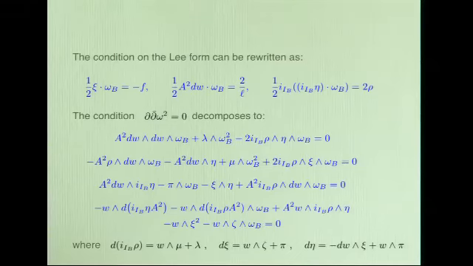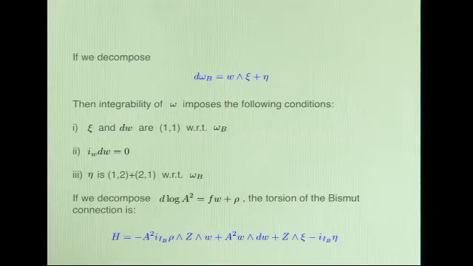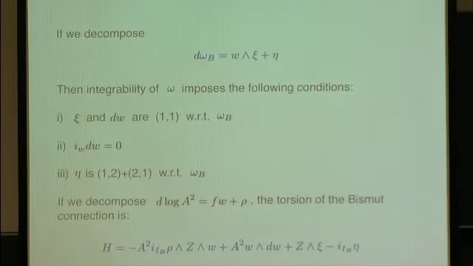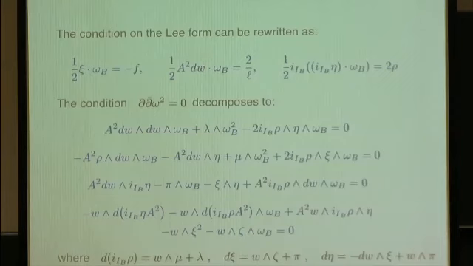For example, the trace of psi with respect to omega B is minus 2 times the function f, where f is the thing which appears in this d log a squared. And also you get conditions on the trace of dw and this object here. So that's the Lie form condition.